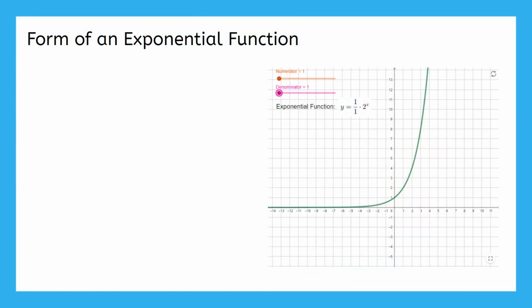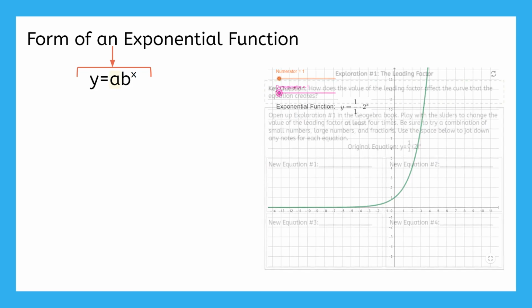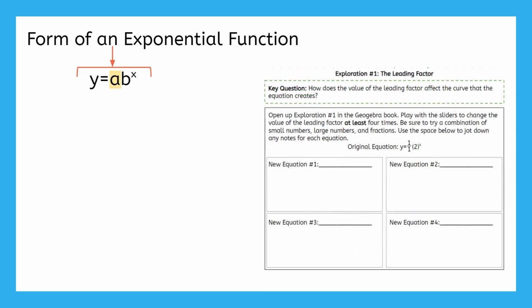On GeoGebra, you were working with equations that looked like this, but we had sliders for the variables. Exponential functions take the form y equals a times b to the x power. Let's look at the variable a first. In the exploration, this was called the leading factor, but now we know that its proper name is a.